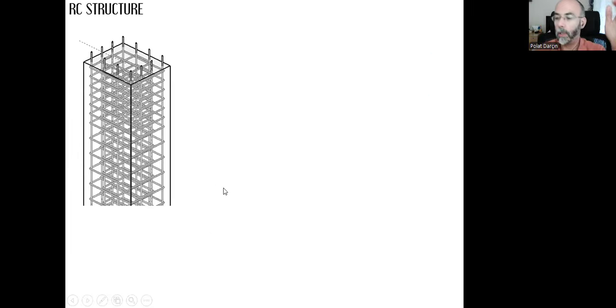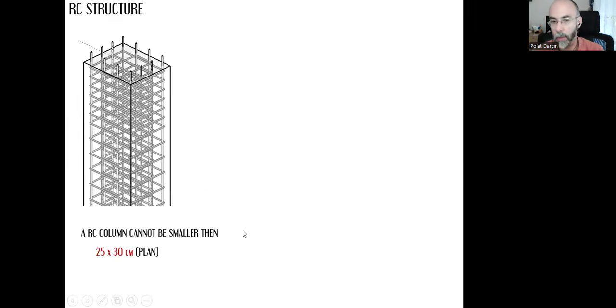Of course, the structural engineer needs to do the calculation so that we can finalize our decisions about the sizes. However, there are regulations that we need to always keep in mind, which say that if we are going to create a reinforced concrete column, it cannot be smaller than 25 to 30 centimeters in plan. If this is 25 centimeters, then that needs to be 30 centimeters. If this is 30 centimeters, of course, the other side needs to be at least 25 centimeters. It cannot be smaller than that.